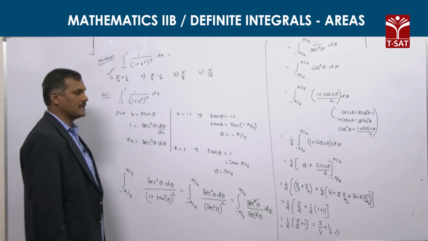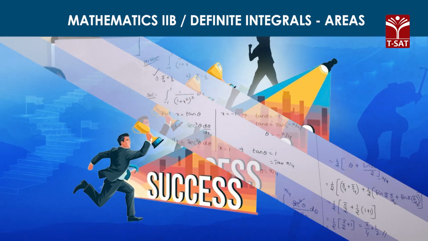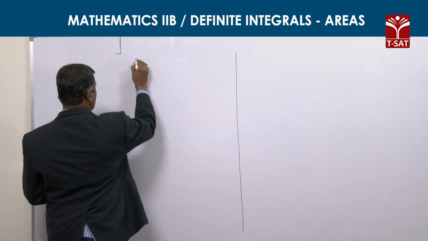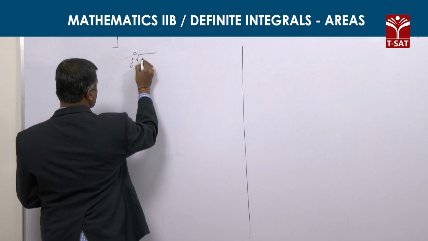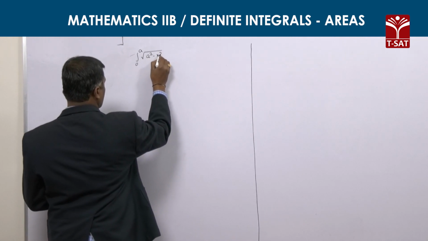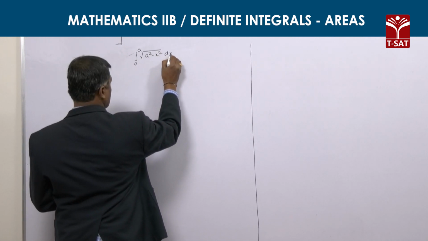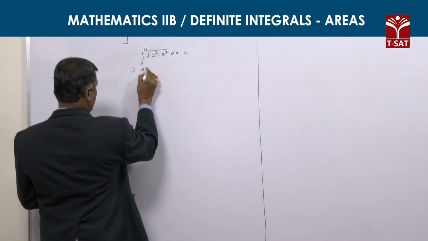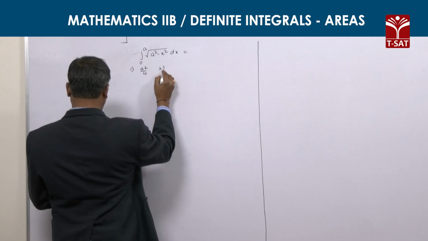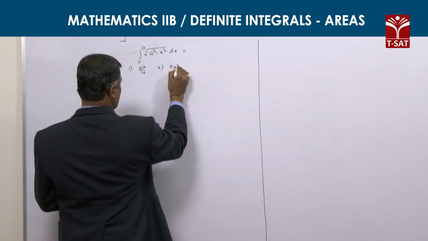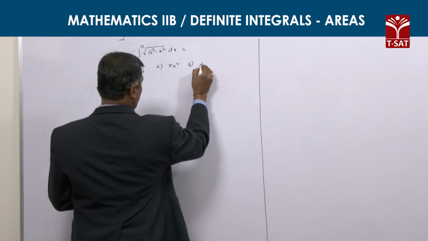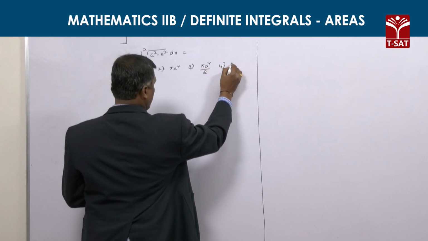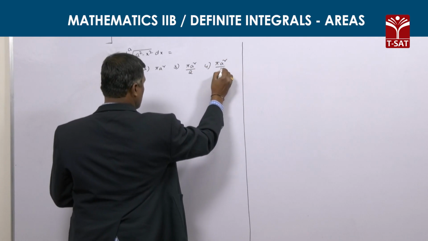So the answer is pi by 4 plus 1 by 2. Next question: the integral from 0 to a of root over a square minus x square dx. The options are: first option a square by 4, second option pi a square, third option pi a square by 2, and fourth option pi a square by 4.